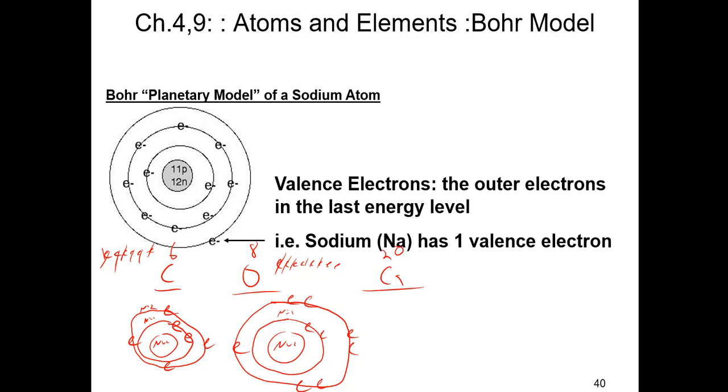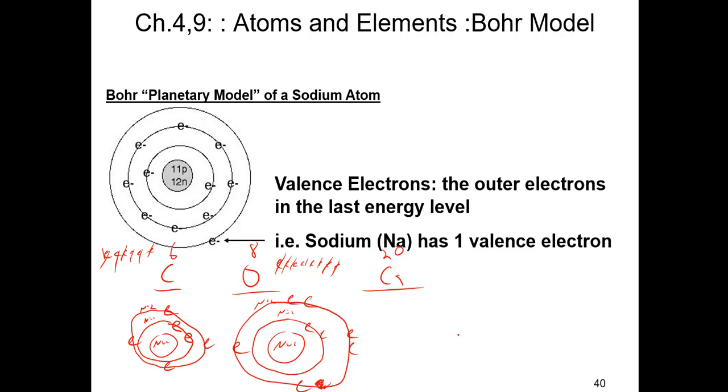Uh-oh. I put too many in there. It's just going to be 5 and 6. There we go. So we have, in the second energy level, 2 electron pairs, and then we have 2 single, or what we call, well, we'll just call them individual electrons at this point.